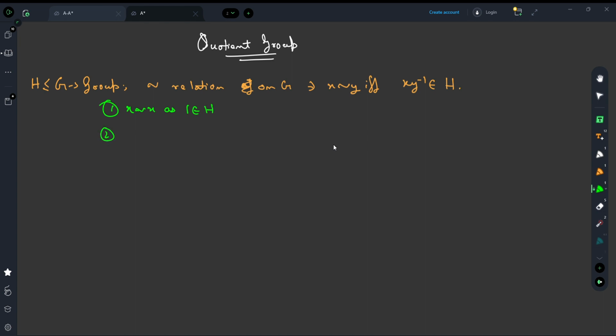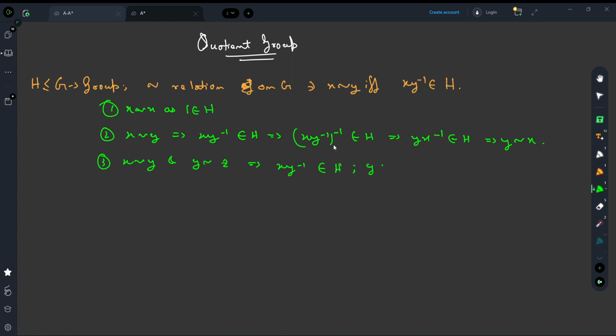So, on a typical note, number 1: X is equivalent to X as 1 is in H. Number 2: if X is equivalent to Y, then XY inverse is in H, so the inverse of XY inverse is in H because H is a subgroup, indeed a group itself. Now the inverse of XY inverse is YX inverse, but YX inverse in H means Y is equivalent to X. So indeed it's symmetric. Later, if X is equivalent to Y and Y is equivalent to some Z, then XY inverse is in H and YZ inverse is in H. If I compose these two elements, by closure they will be in H as well.